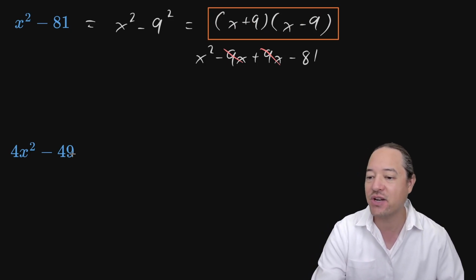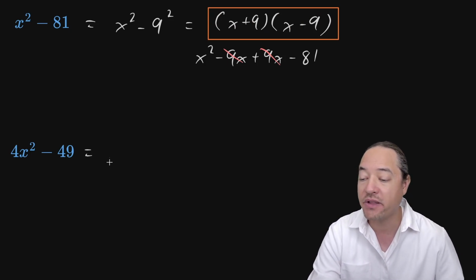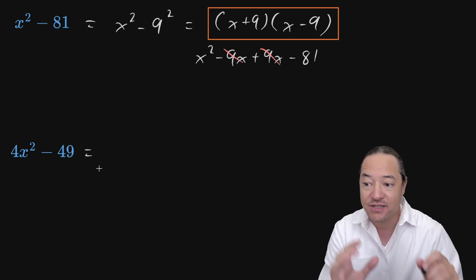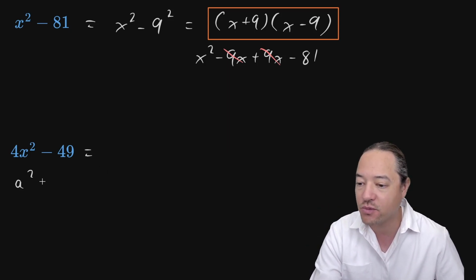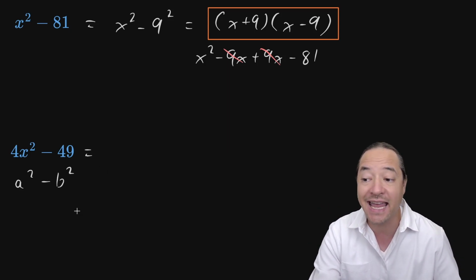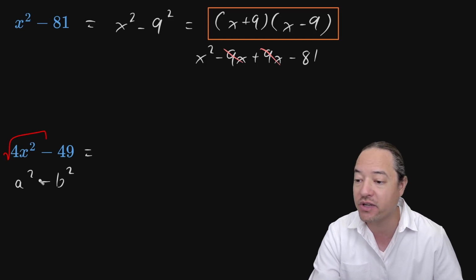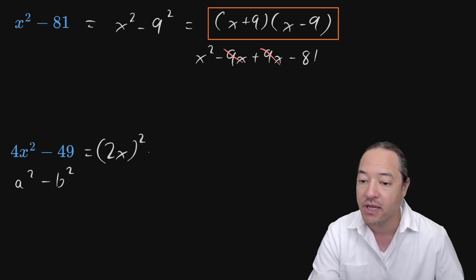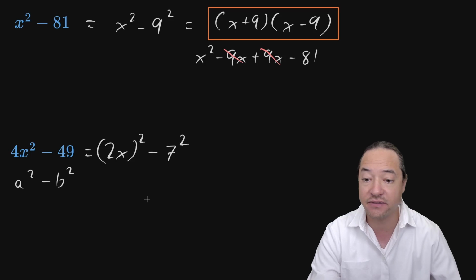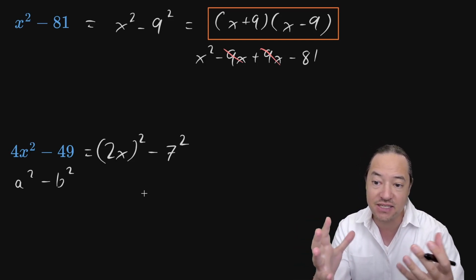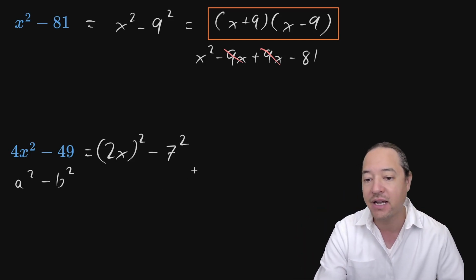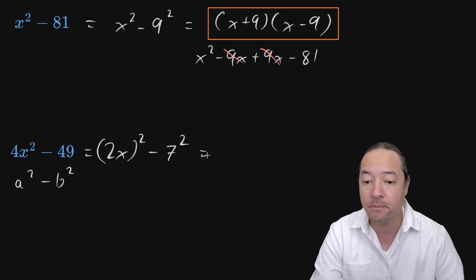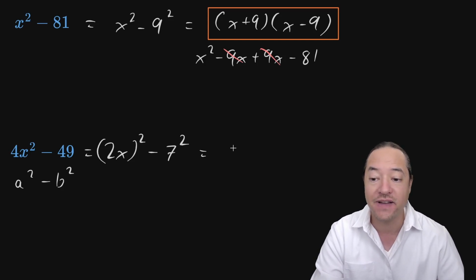Okay, let's try the next one here. I want to think of this as some a squared minus b squared, right? What is a? Well, it must be the square root of this, so that's going to be 2x squared. And here, that's going to be 7 squared, right? I can just take the square root of each of these to discover what a and b are.